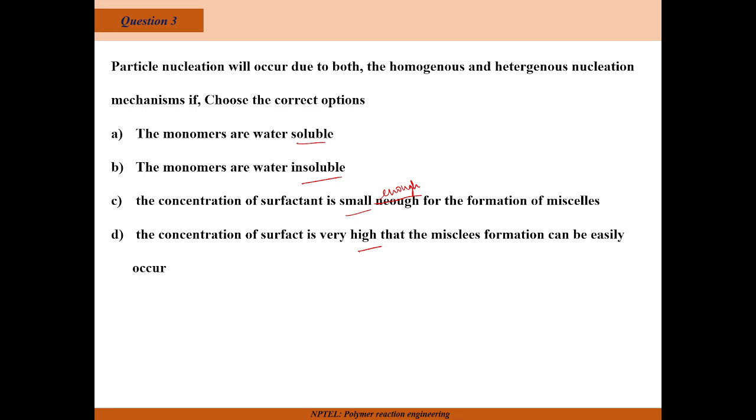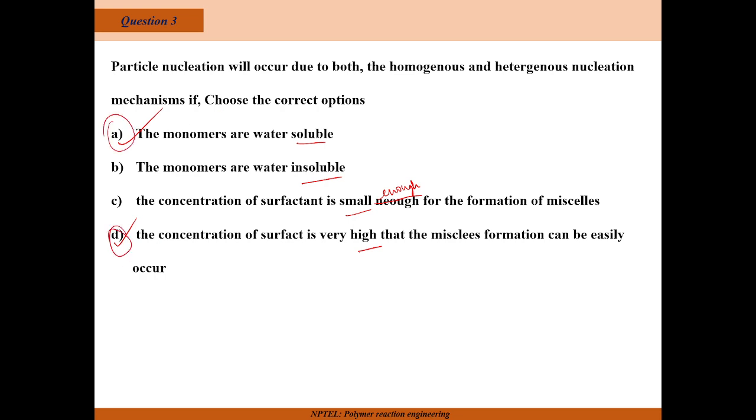The first option should be water soluble, since we are talking about nucleation. Only then will the reactions take place. The second option is correct: the surfactant concentration should be high, so the micellar formation occurs, to sustain that micelle.